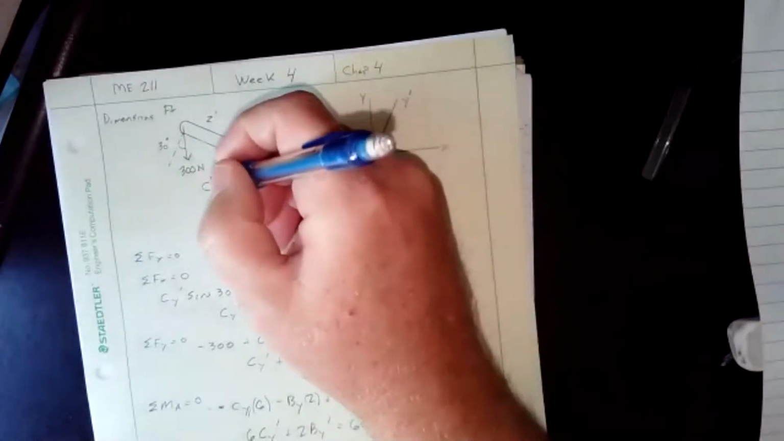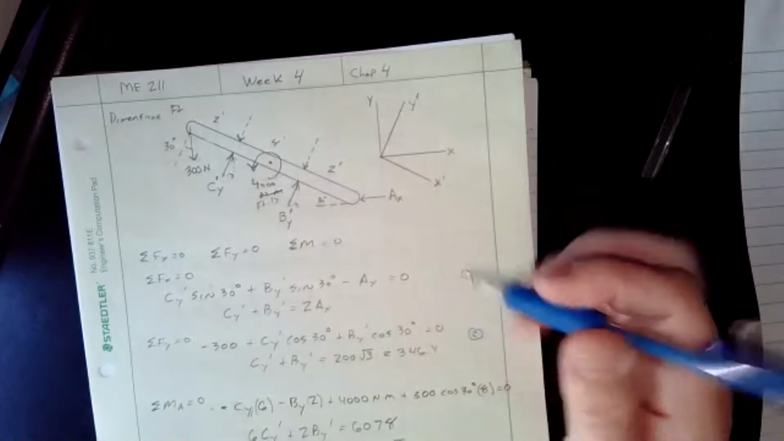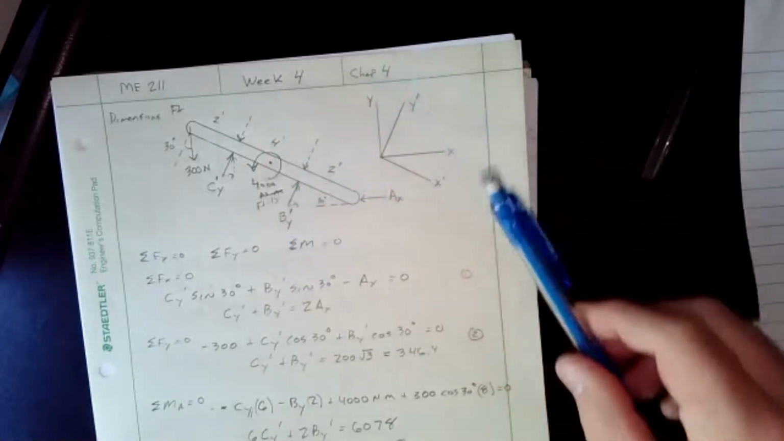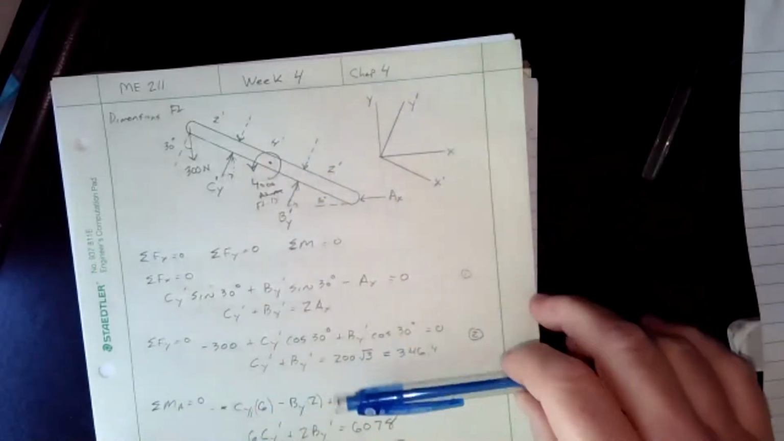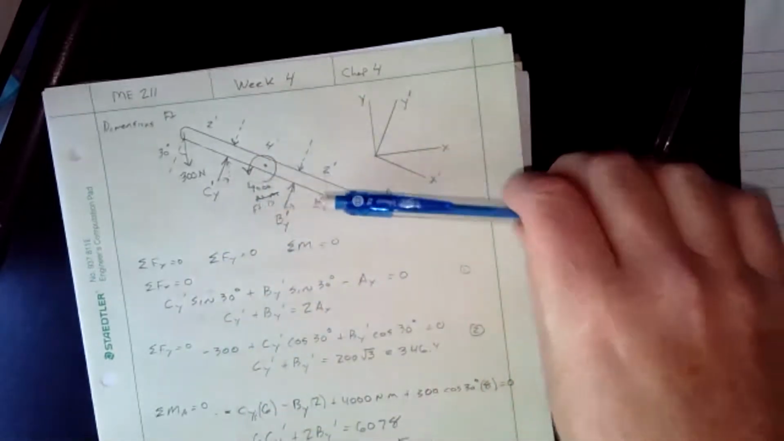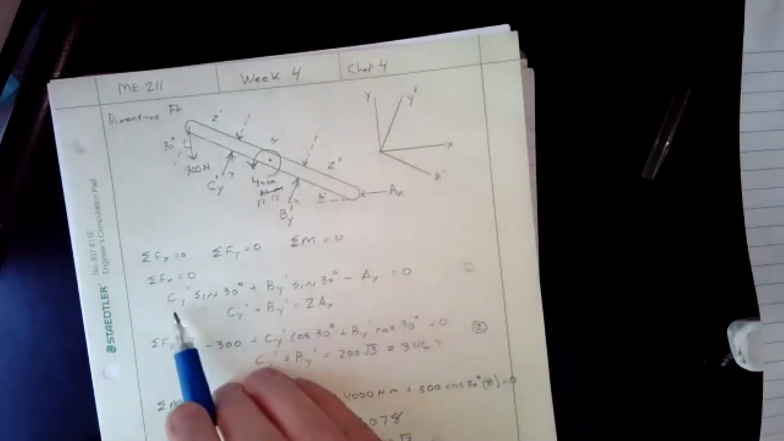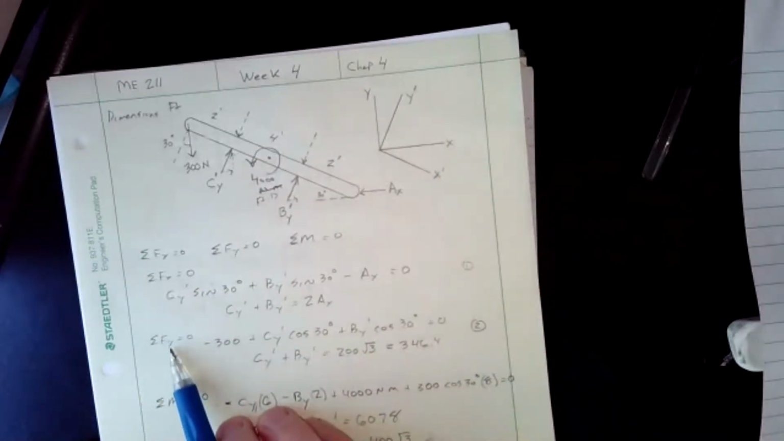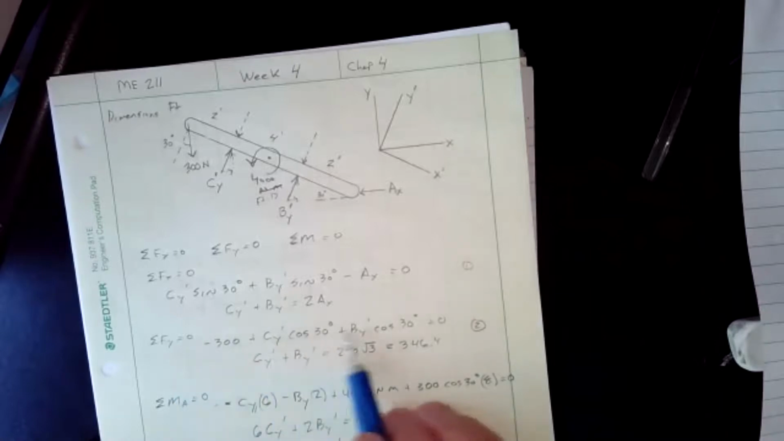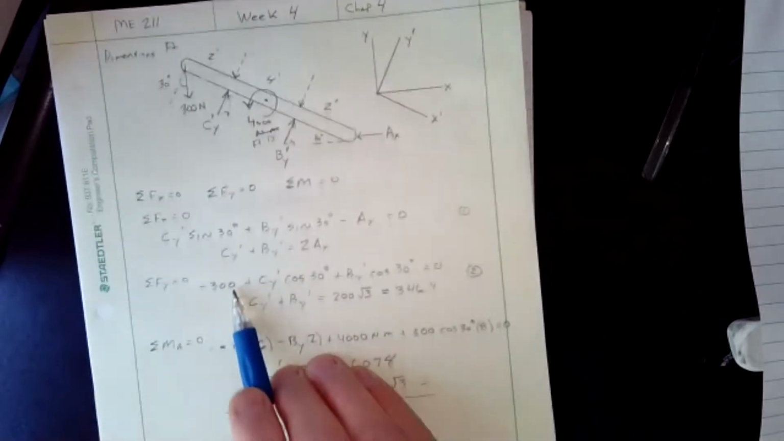So you could have gotten rid of that prime and it really wouldn't have mattered. Sometimes it helps to alternate. This problem could have been solved two ways. You could have solved it with having it be 30 degrees, and then you would have just treated this, when you did the sum of the forces in the Y, as just Cy and By. And then the 300 would have been minus 300 cosine 30, right? So I guess that's a good point.